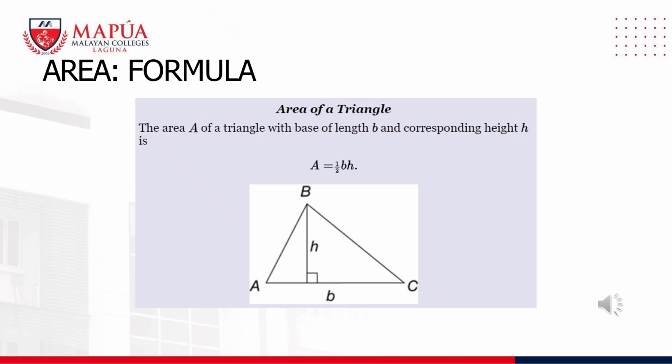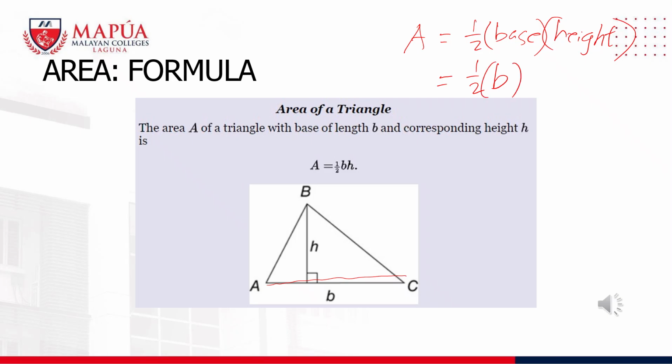Now for a triangle, the area of the triangle is equal to 1/2 multiplied by the base and multiplied by the height. In this case our base is B, so we have 1/2 multiplied by B, and the height is the line drawn from the vertex perpendicular to the base. Okay, perpendicular to the base. So this is the height. The height is H, so the area is equal to 1/2 BH. That is for a triangle.